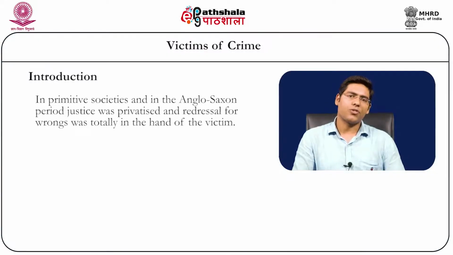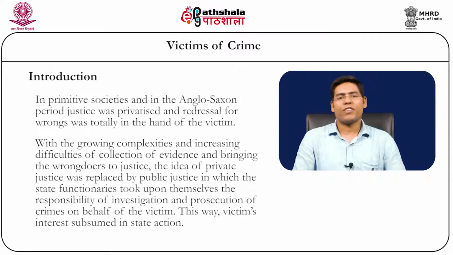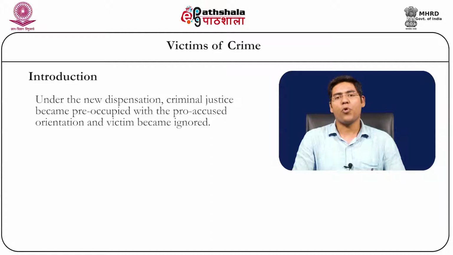In the primitive societies and in the Anglo-Saxon period, justice was not privatized and redressal for wrongs was totally in the hands of the victim. With the growing complexities and increasing difficulties of collection of evidence and bringing the wrongdoers to justice, the idea of private justice was replaced by public justice, in which the state functionaries took upon themselves the responsibility of investigation and prosecution of crimes on behalf of the victims. This way, victims' interests were subsumed in state action. Under the new dispensation, the criminal justice became preoccupied with a pro-accused orientation and the victim became ignored.